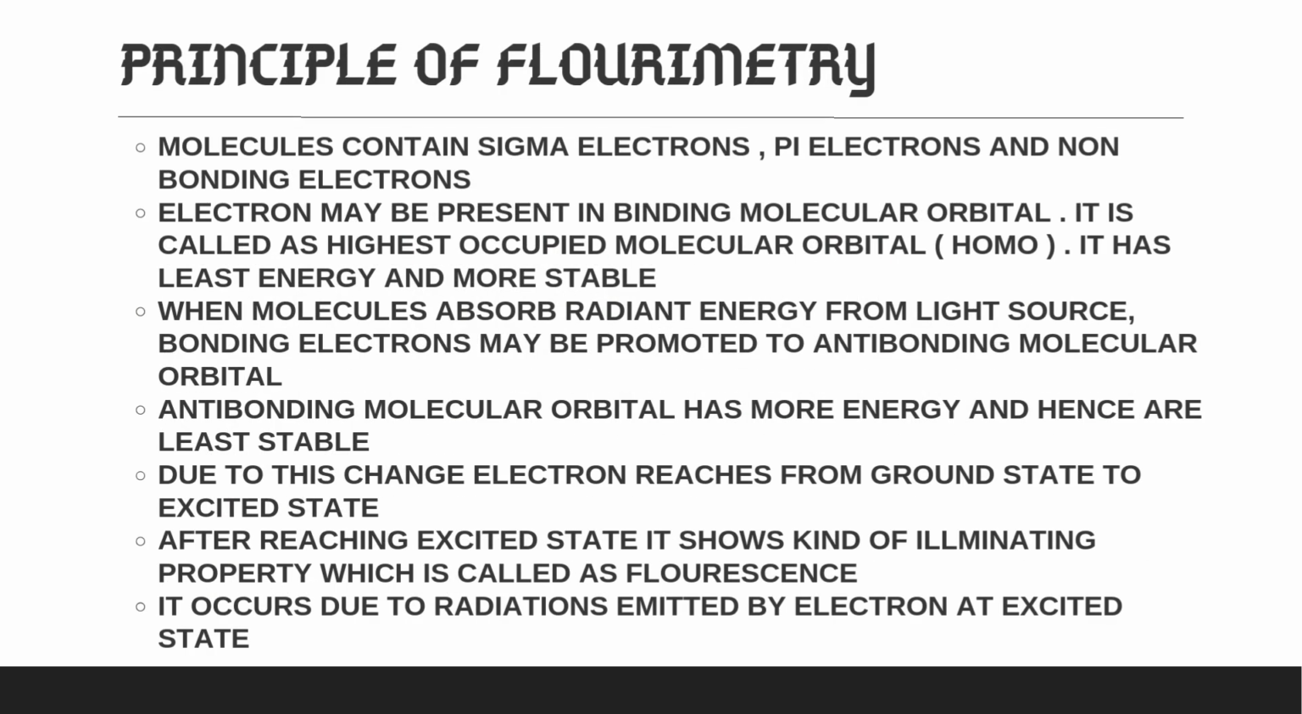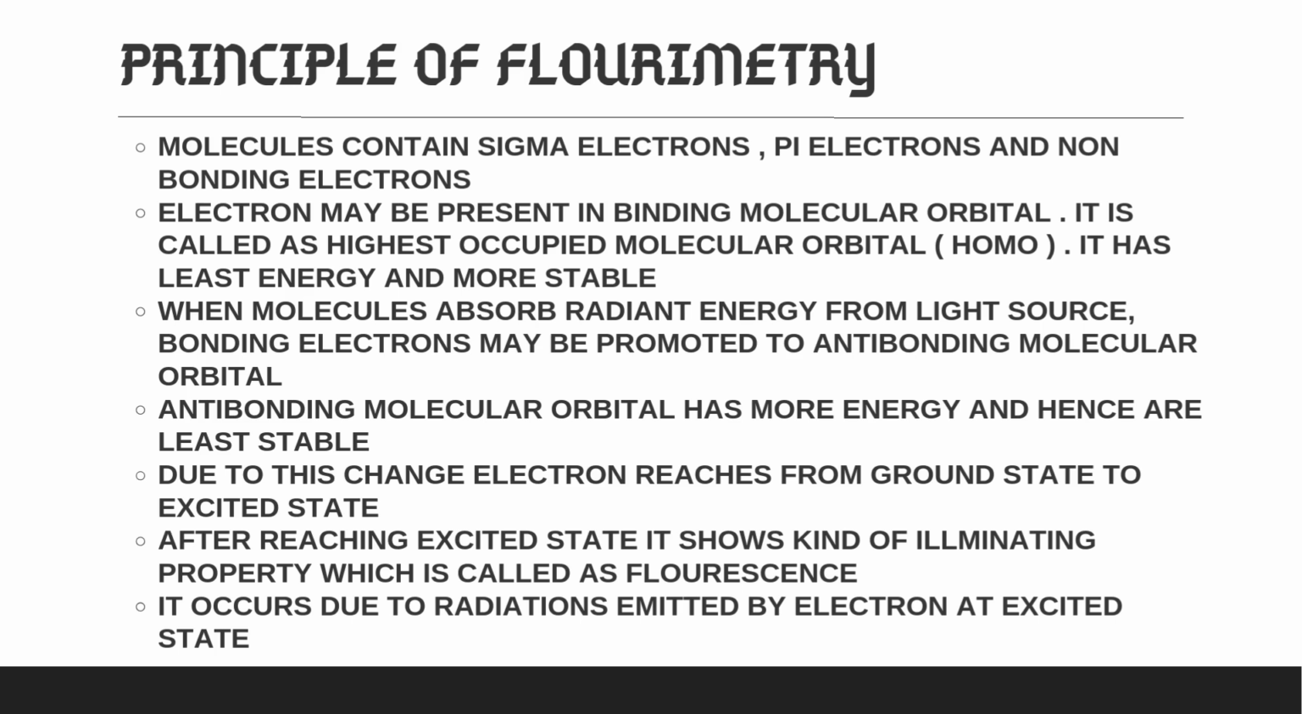Principle of fluorimetry. Molecules contain sigma electrons, pi electrons and non-bonding electrons. Electrons may be present in the bonding molecular orbital. It is called the highest occupied molecular orbital. It has least energy and is more stable. When molecules absorb radiant energy from light source, bonding electrons may be promoted to antibonding molecular orbital. Antibonding molecular orbital has more energy and hence is least stable.